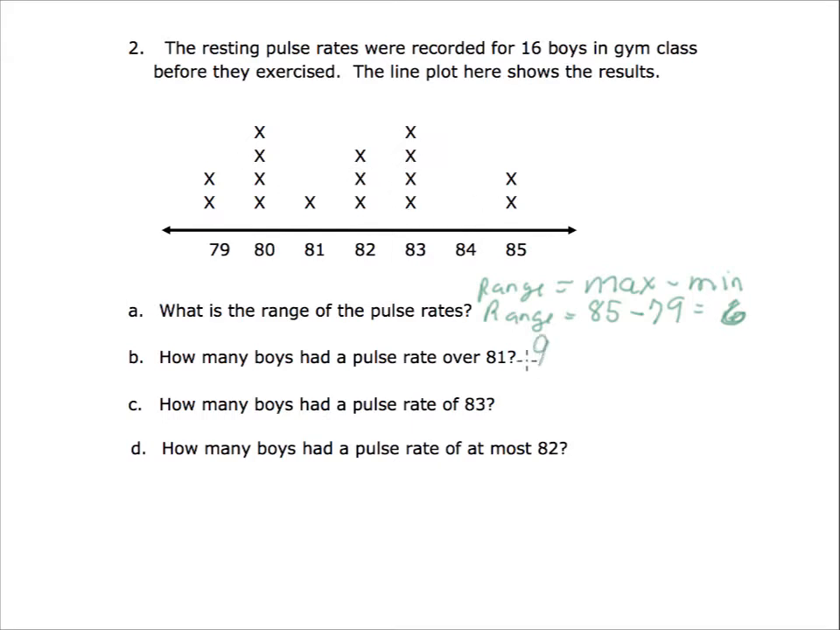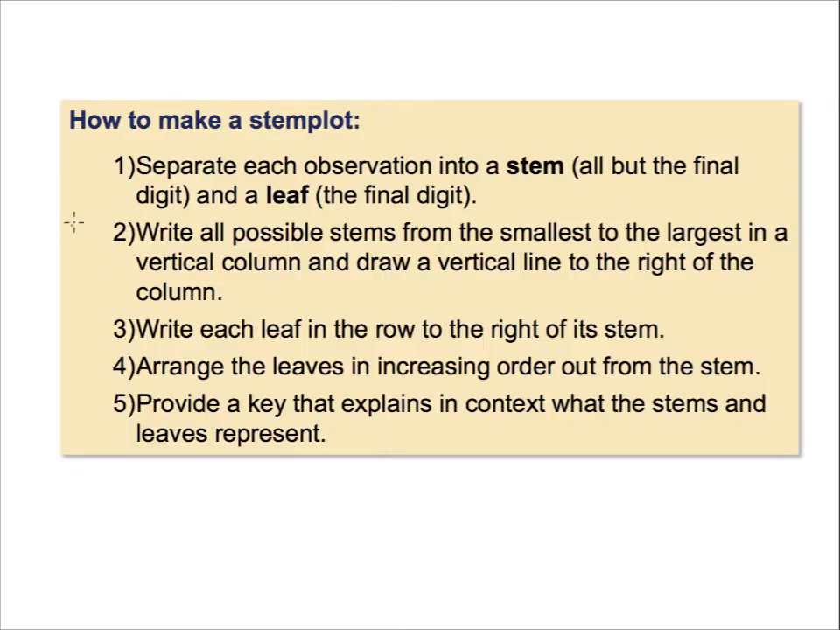How many boys have a pulse rate of 81? So I just count up my 81s. Have a pulse rate over 81, that'd be 9. How many people have a pulse rate of 83? That's 4. And how many people have at most 82? So that counts the 82 and below.